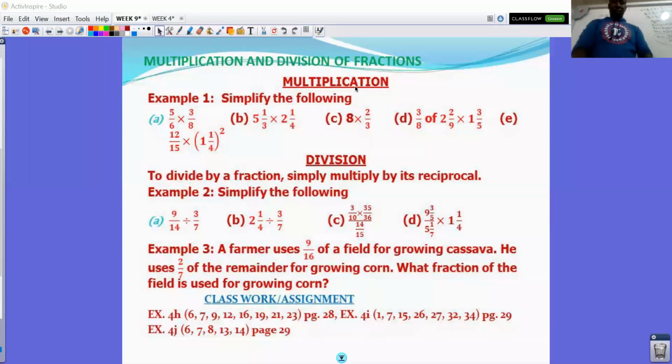Meanwhile, let me give you the assignment for the day so that you can write it. Write the assignment for the day: Exercise 4H, exercise 4I, and exercise 4J.